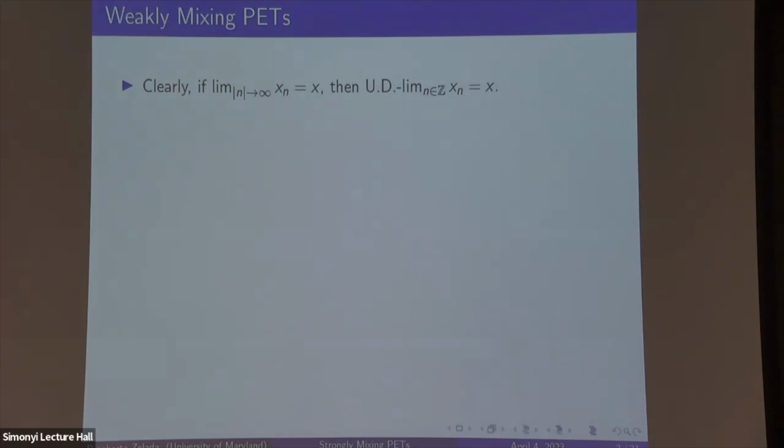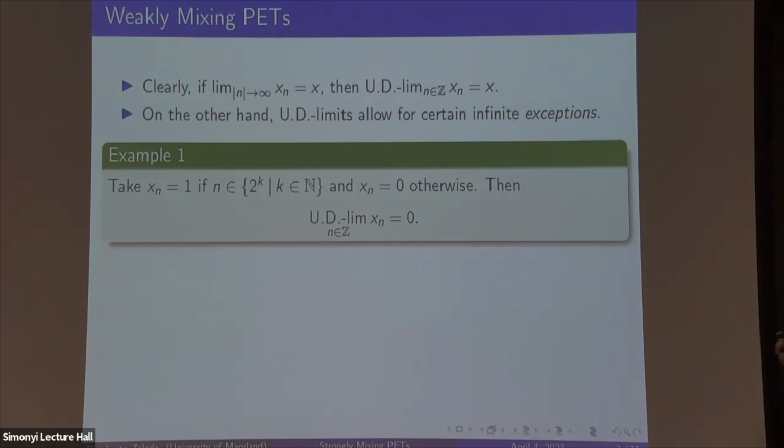An example of why this is the case is that UD limits allow us to have a set of exceptions. For example, the set {2^k : k in N}, which is very sparse. And we can define a sequence x_n to be 1 when n is in the set {2^k : k in N}, and x_n to be 0 otherwise. Then when we take the UD limit of x_n, because this sequence is so sparse, essentially 100% of the time x_n is going to be 0.